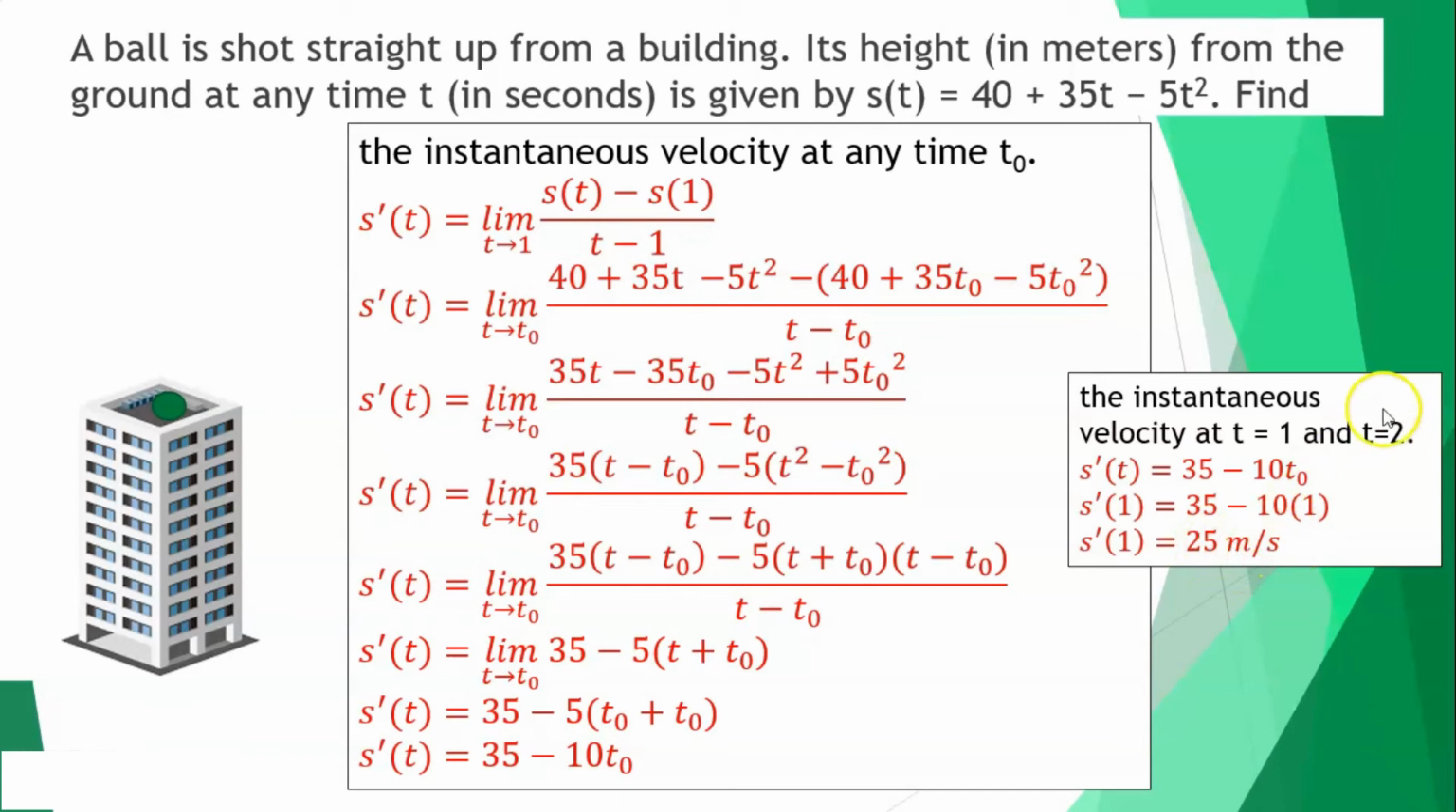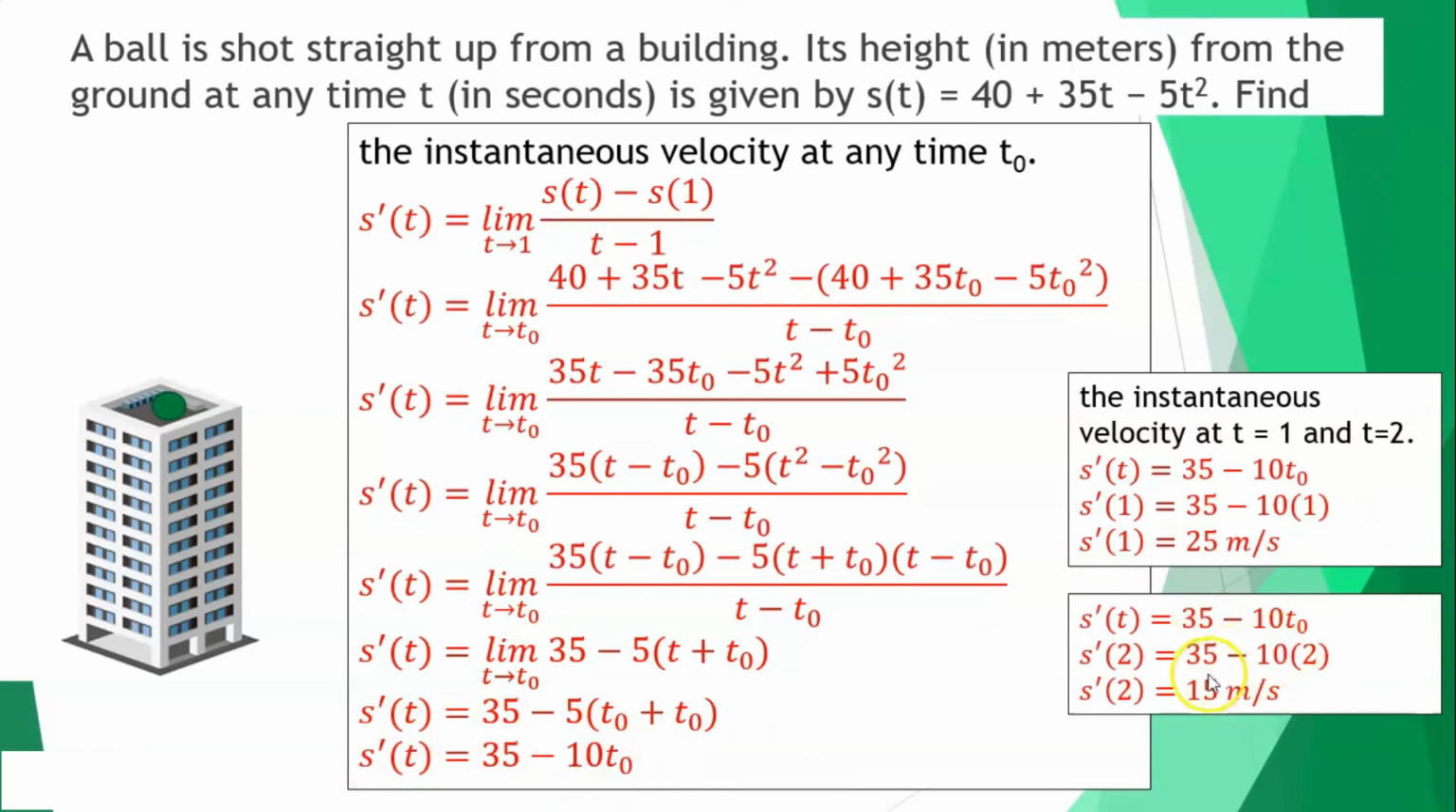Now, what about if the time is 2 seconds? What is the instantaneous velocity of the ball at 2 seconds? Again, substitute it here. That would become 35 minus 10 times 2. So 35 minus 20, that would become 15 meters per second. So again, to get the instantaneous velocity, we can derive it like this and substitute. So take note of that.